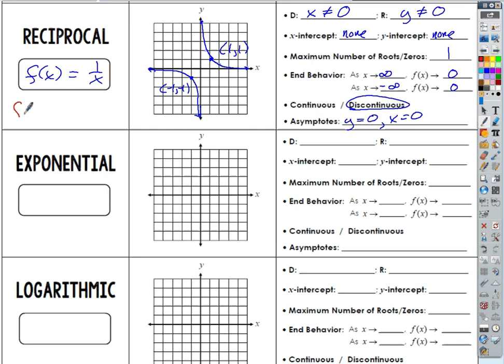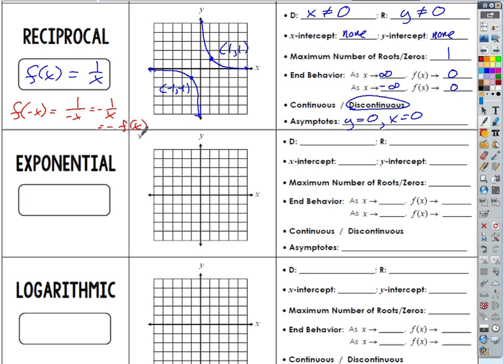And we can show that. f of negative x equals 1 over negative x. Well, what's 1 over negative x? What do I do with the negative there? Put it in front. Exactly. Positive over negative is negative. So that's equal to negative 1 over x. But negative 1 over x is just negative f of x, right? So it's odd symmetry, which is what we saw. It's rotational symmetry about the origin.